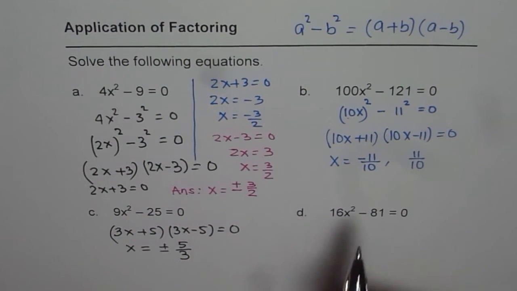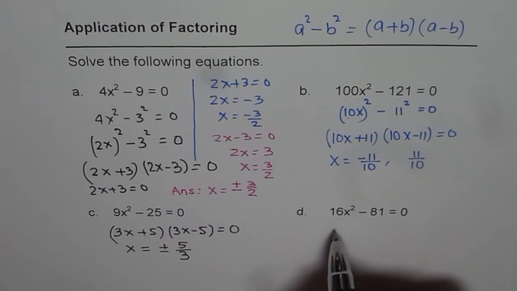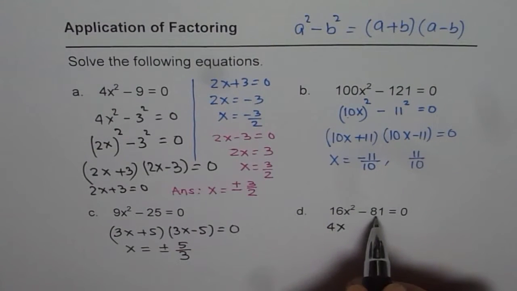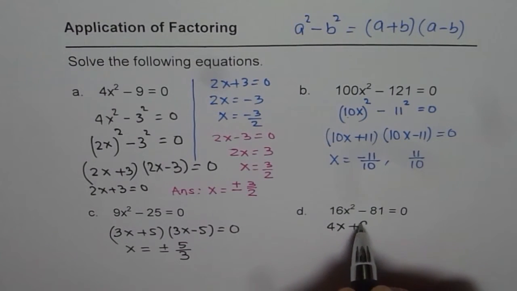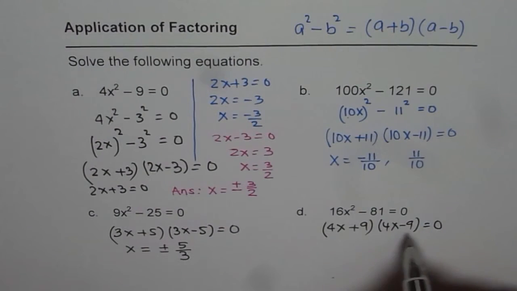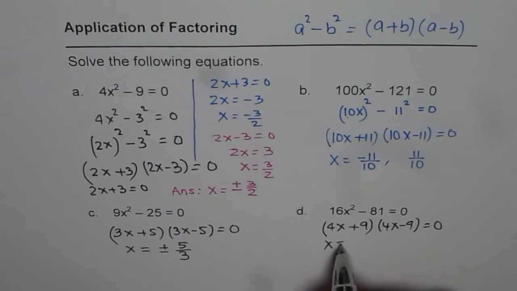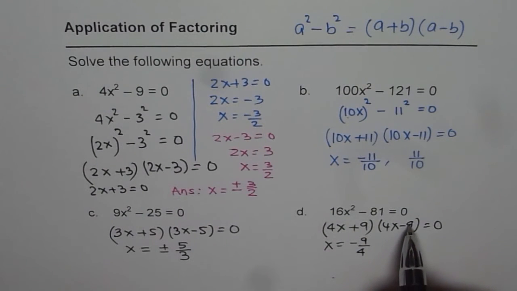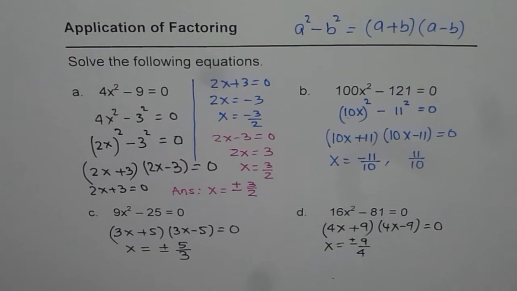But follow all the steps. And here it is (4x) whole squared, so it should be 4x the first term. 9 squared is 81, so 9, right? There's a sum and a difference, correct? And the solution will be, this term is 0 for x equals minus 9 over 4, and the other will be 0 when it is plus 9 divided by 4. So we could write plus or minus 9 over 4 as the solution for the last one. I hope that helps. Thank you.